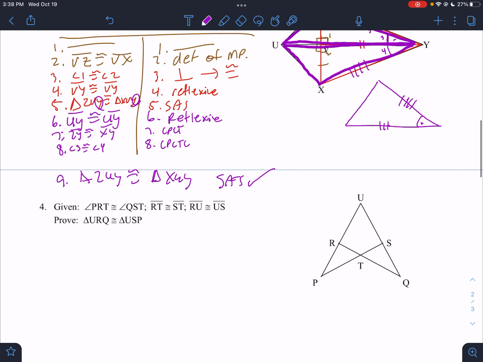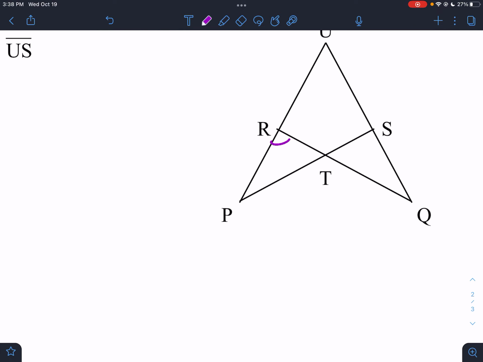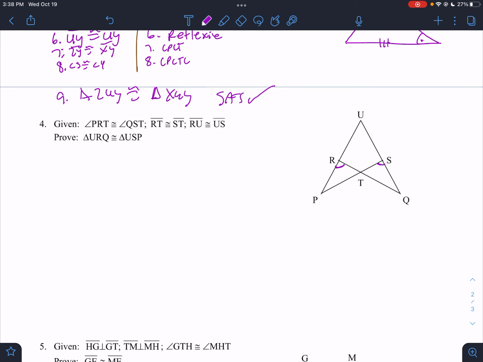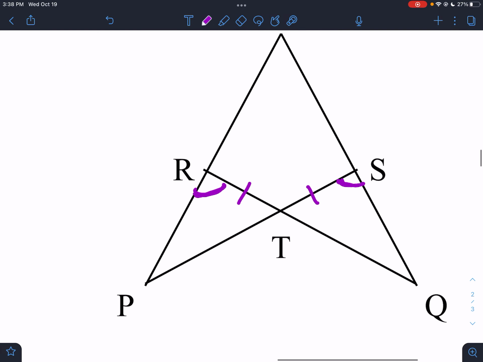Okay, let's keep going. Angle PRT. Angle QST. We got RT and ST. And then we've got RU and US.